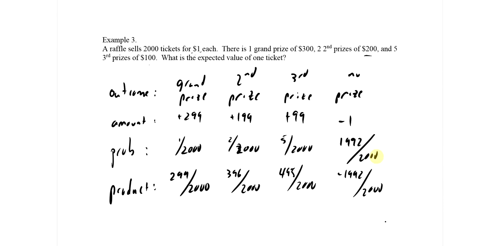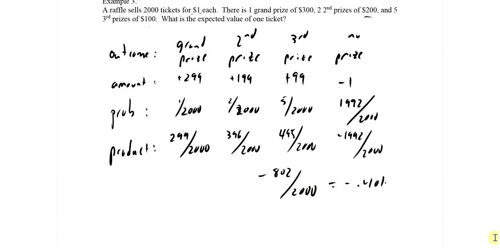And what do you get for that? 299 plus 396 plus 495 minus 1992 is minus 802 over 2,000. Okay, and if we divide that out, it's about minus 0.401. So what does that tell you? Well, the expected value of a ticket is minus 40 cents.